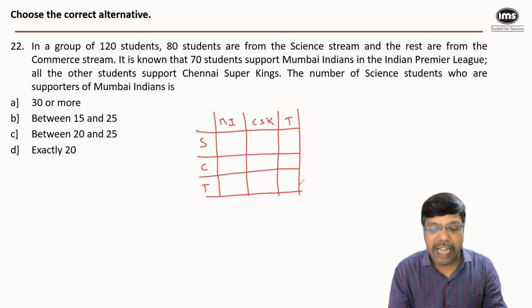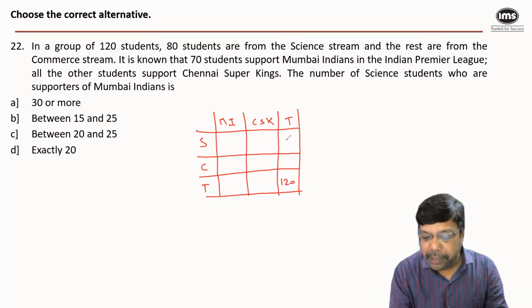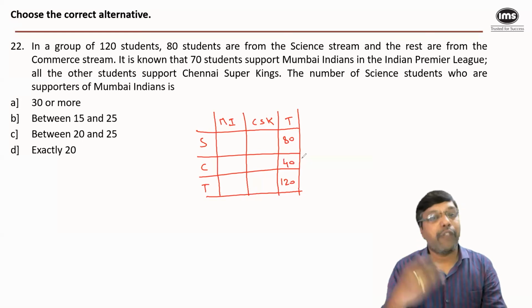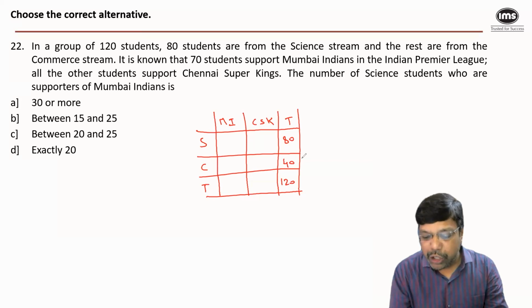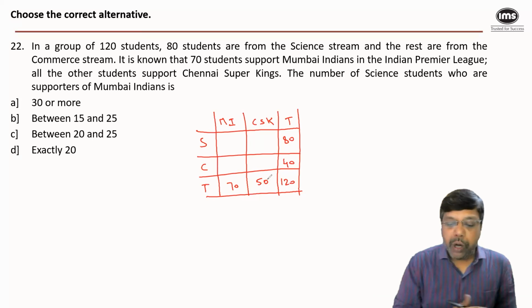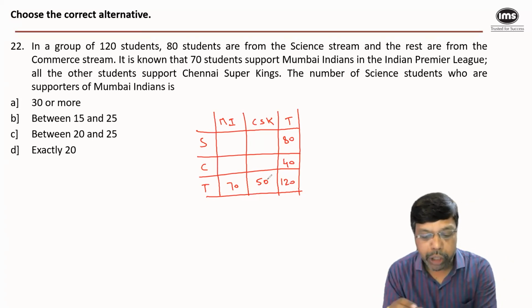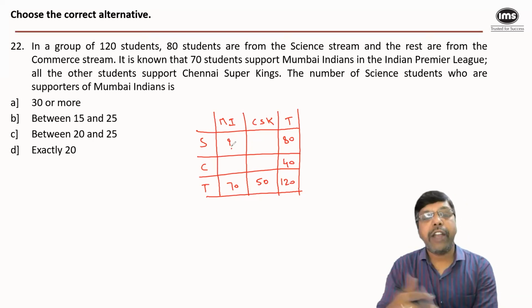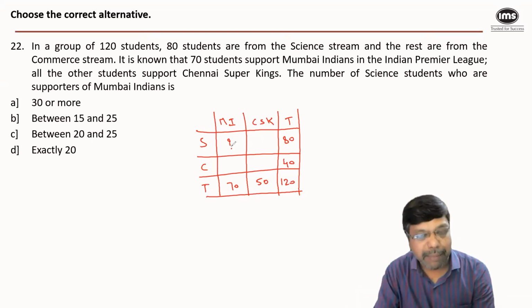Now it is given to us that the total number of students is 120. 80 are from science stream, which means the remaining 40 are from commerce. 70 students support Mumbai Indians, which means the remaining 50 support CSK. Now, we want the number of science students who support Mumbai Indians. Let us try to find the minimum and maximum.